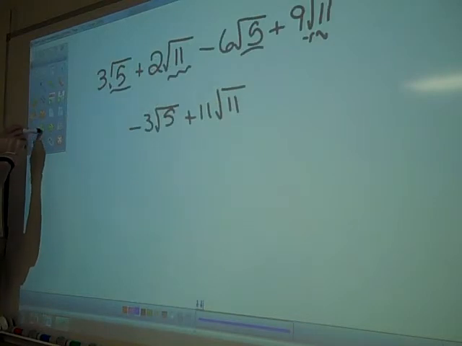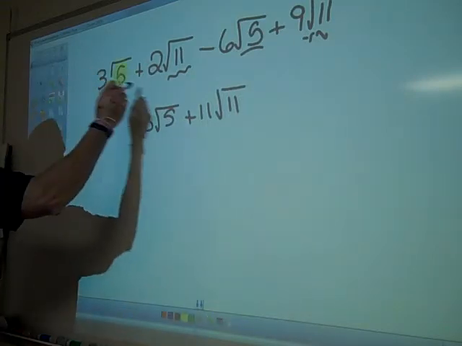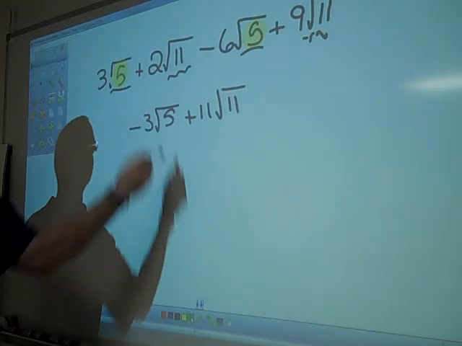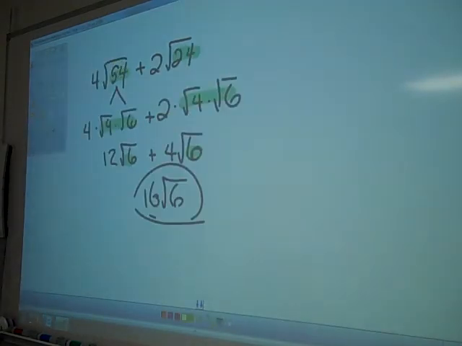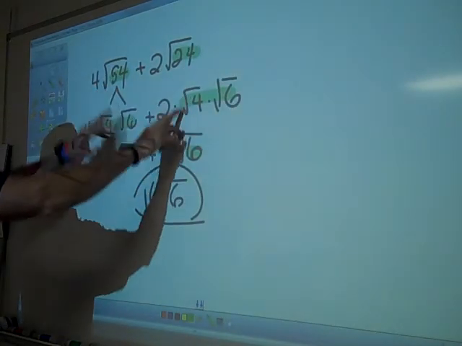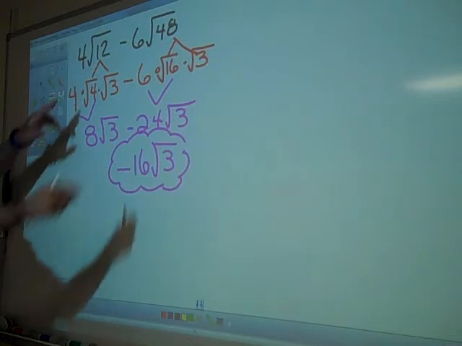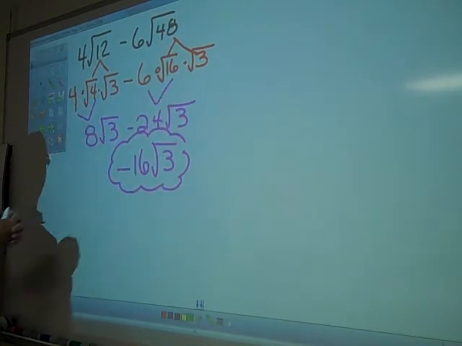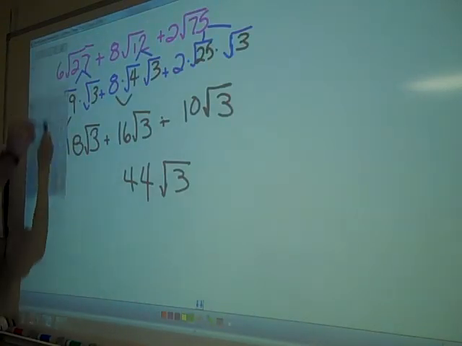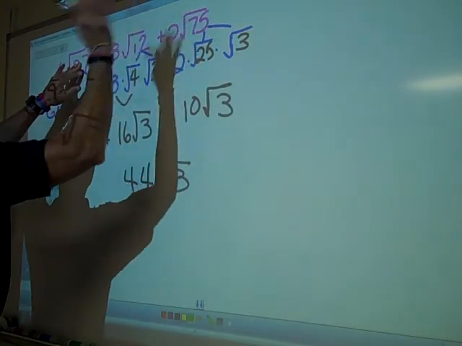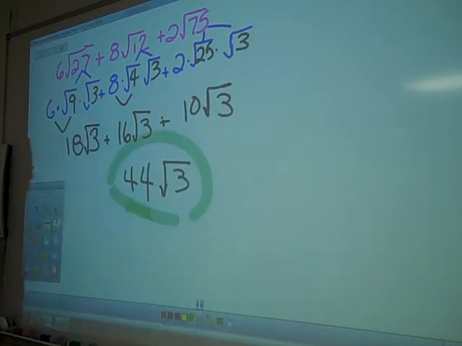We start real simple. We started out boom, boom. Then I made it like term, you combine the like terms. Then I gave it to you with different radicands. You had to break it down to get the same radicand and then combine the like terms. Here, again, different radicands, we broke it down, combined the same radicals down into one. Again, here there's 3 different problems, different radicand, broke them down, combined like radicals to get one radical.